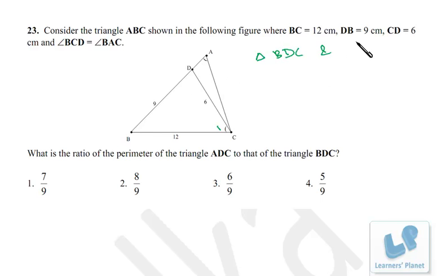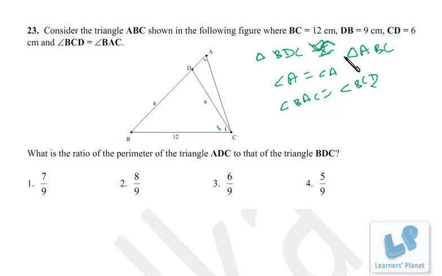I just write it over here in triangle BDC and triangle ABC. Angle A is common between the two, right? And this angle, that is angle BAC, is equal to angle DCB, or we can say BCD. Now if two angles are same between two triangles, that means the triangles are similar. That means triangle BDC is similar to triangle ABC, right?